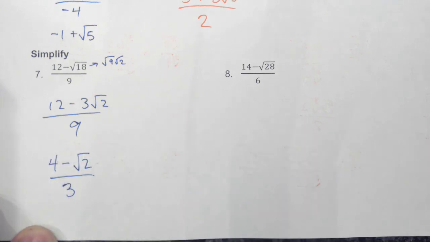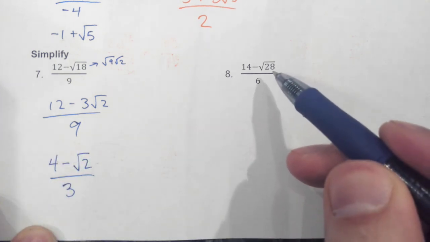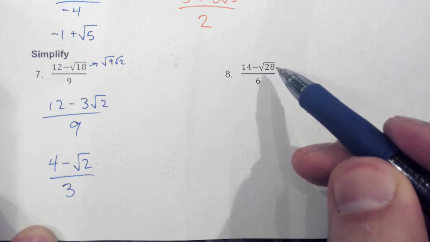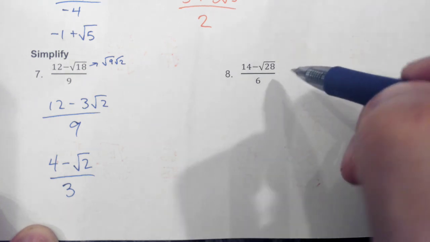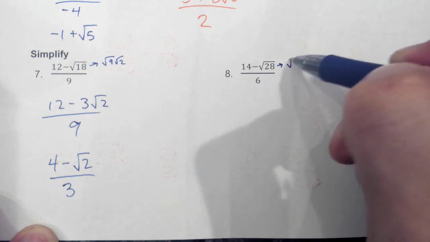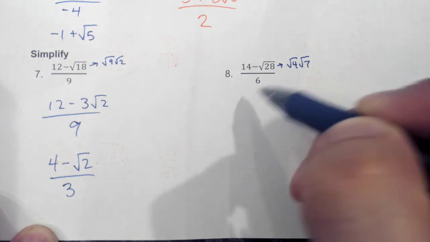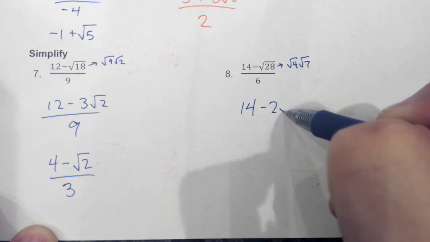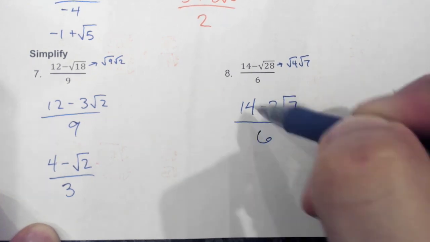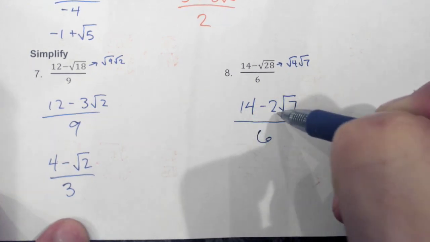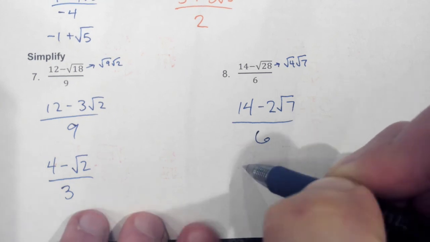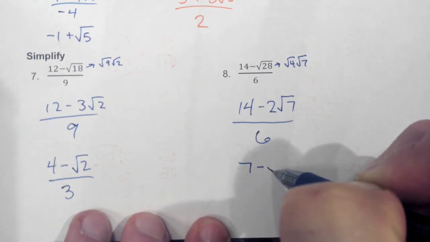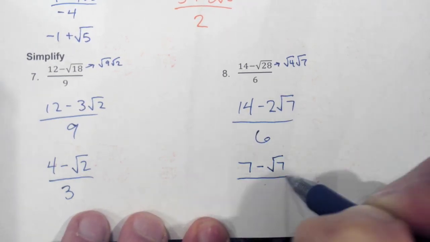And that is simplified. 8's very similar. You can pause it and try it if you want. But I'll go ahead and do it here. You look at 28, and that is 4 times 7. So that's going to be 14 minus 2 square roots of 7 over 6. All of those coefficients are divisible by 2. So that's going to give you a final answer of 7 minus the square root of 7 over 3.